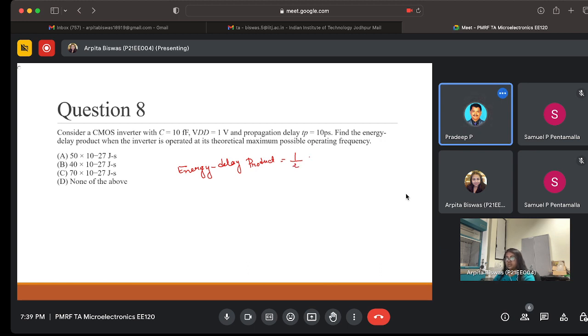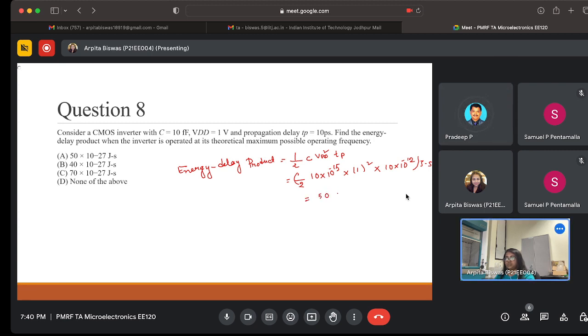Okay. So you can calculate also this way: half C VDD square into time delay. Yes, ma'am. So just put the value. What is the value of C here? C is 10 femtofarad, 10 to the power minus 15. And what is the value of V? I think 1. And then what is the value of TP? TP is 10 picosecond, 10 to the power minus 11 second. So total value is 50 into 10 to the power minus 27 joule second.